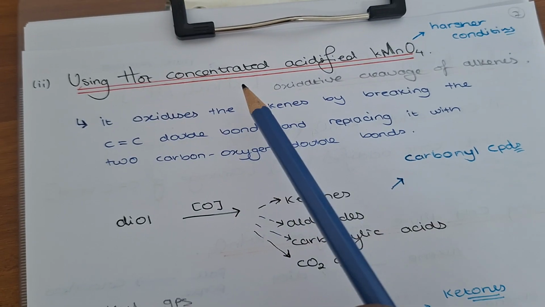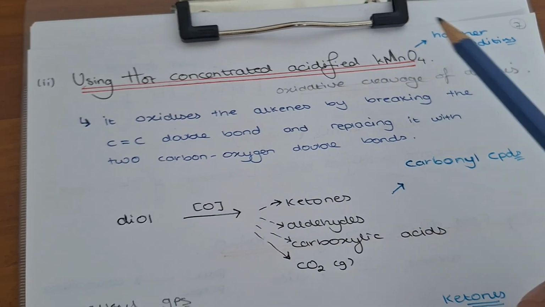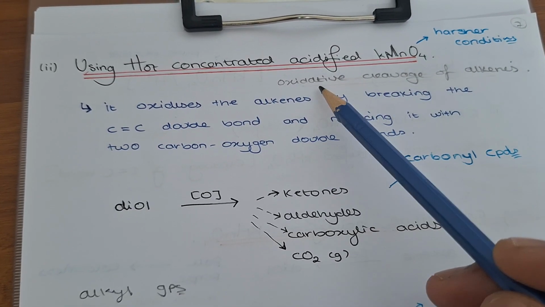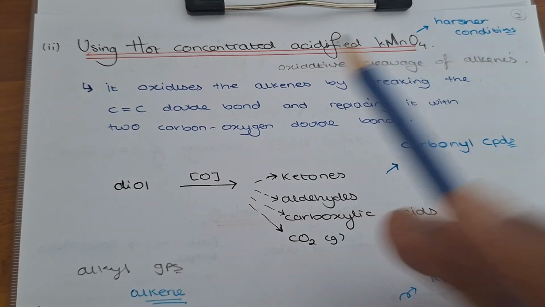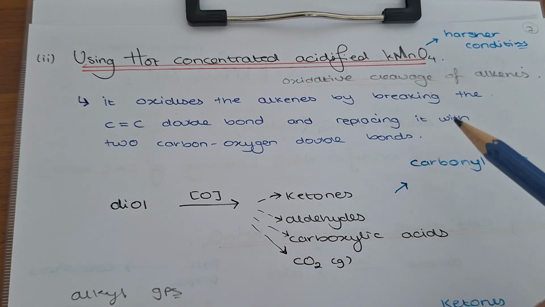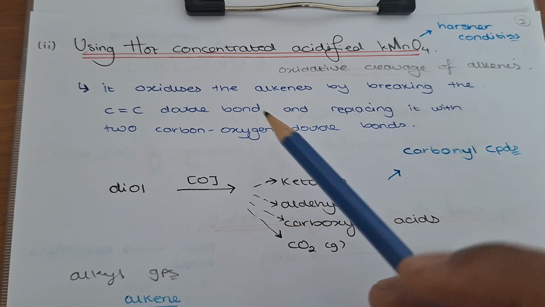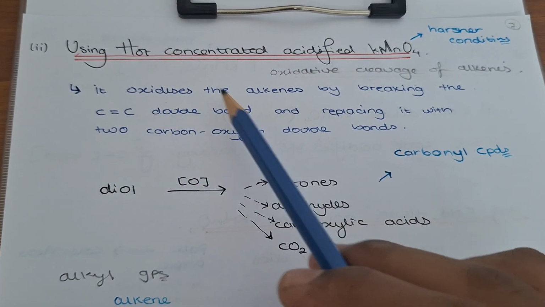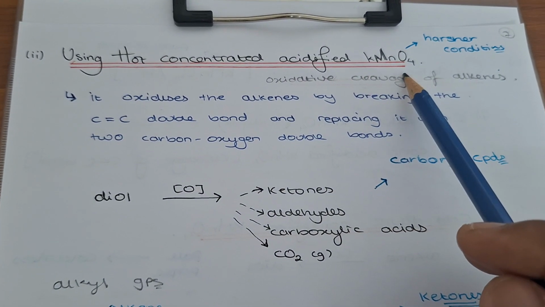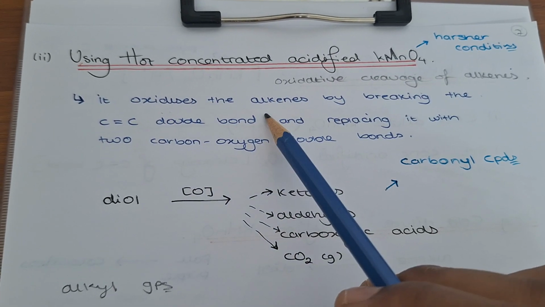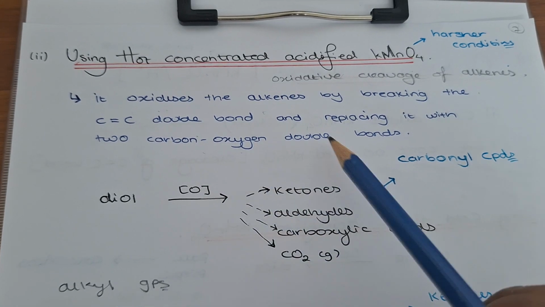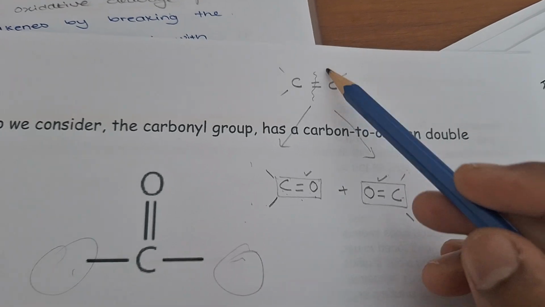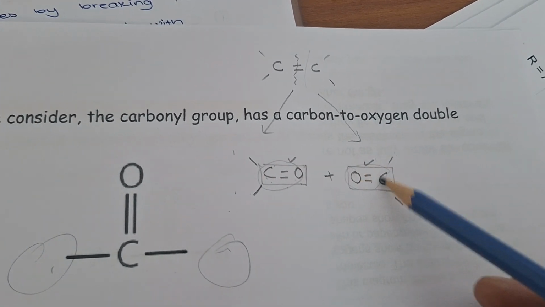Alors, il dit que using the hot concentrated acidified KMnO4, this is much harsher conditions. Et ça donne oxidative cleavage of alkenes. Bon, rappelle bien, quand nous savons cold, it's not cleavage of the carbon double bond. Ok? Mais hot concentrated acidified KMnO4 oxidizes the alkenes by breaking the carbon-carbon double bond and replacing it with two carbon-oxygen double bonds. Voilà. Il casse ce bond là et il est remplacé par carbon-oxygen double bond.